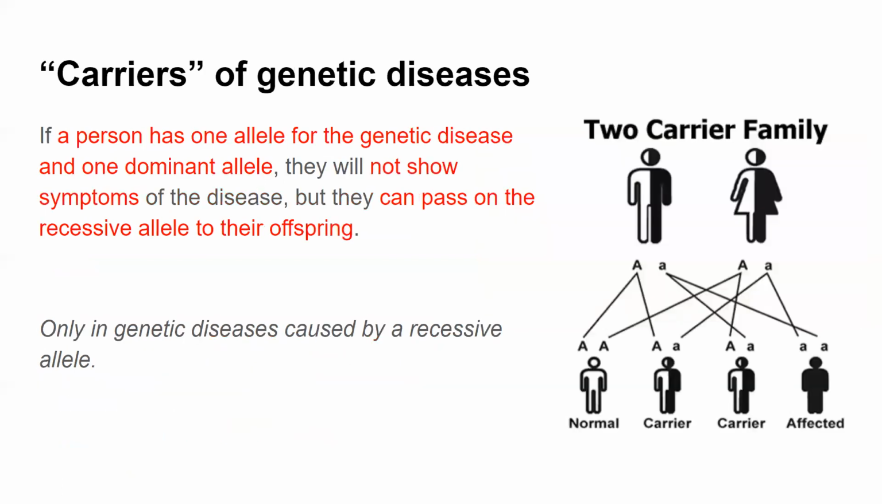To be a carrier is what I was just talking about over there with my Cs. A carrier means you don't have the disease, but you carry the allele for the disease. Okay. So a person has one allele for the genetic disease. They will not show symptoms, but they can pass it on.